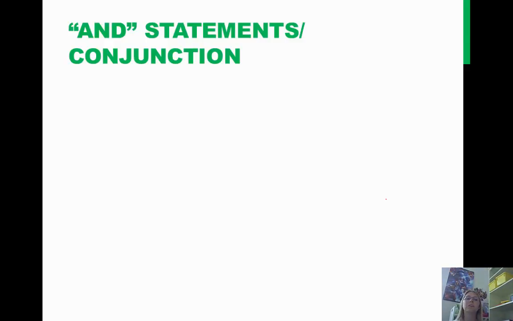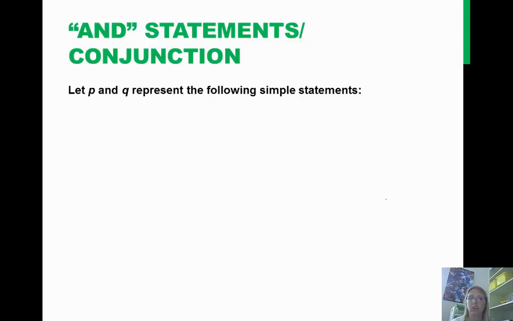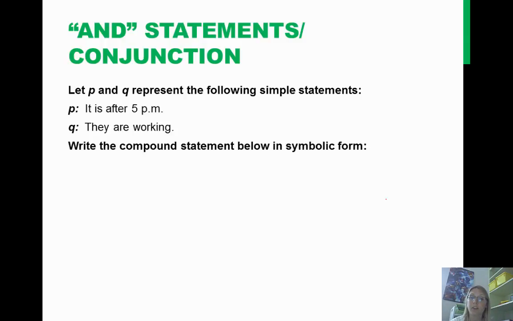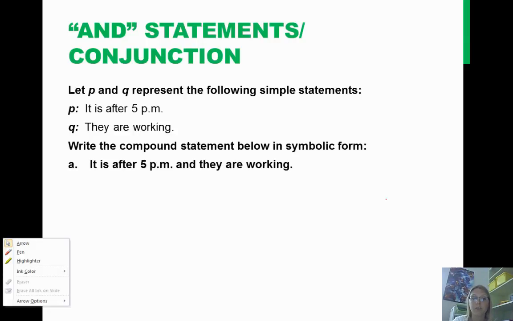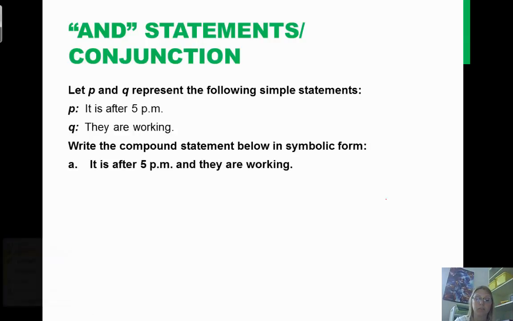An and statement is a conjunction. So let P and Q represent the following simple statements. P, it is after 5 p.m. Q, they are working. So let's write the compound statement below in a symbolic form. A, it says, it is after 5 p.m. and they are working. So if I wanted to write this in symbolic form, P we saw is after 5 p.m. So that's the P part.